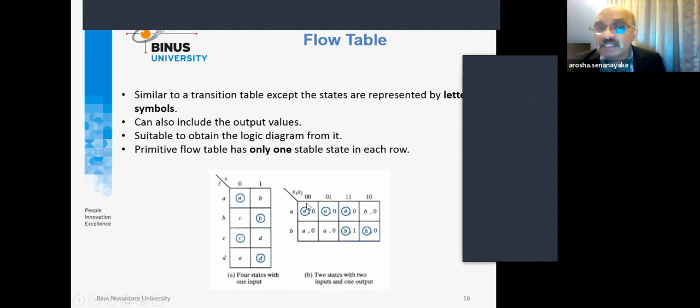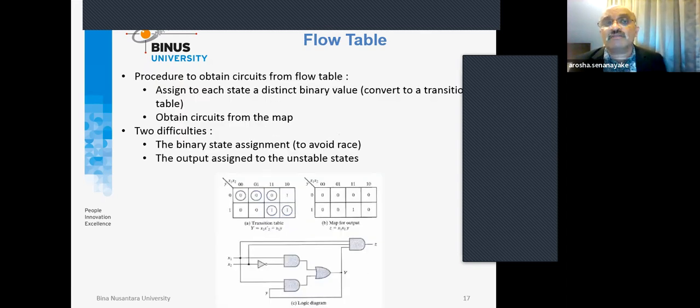In that manner, we can map binary values into letter symbols, so that we understand perfectly. That's the whole point, but anyway, you should know that very well. In that manner, we can get the so-called flow table.